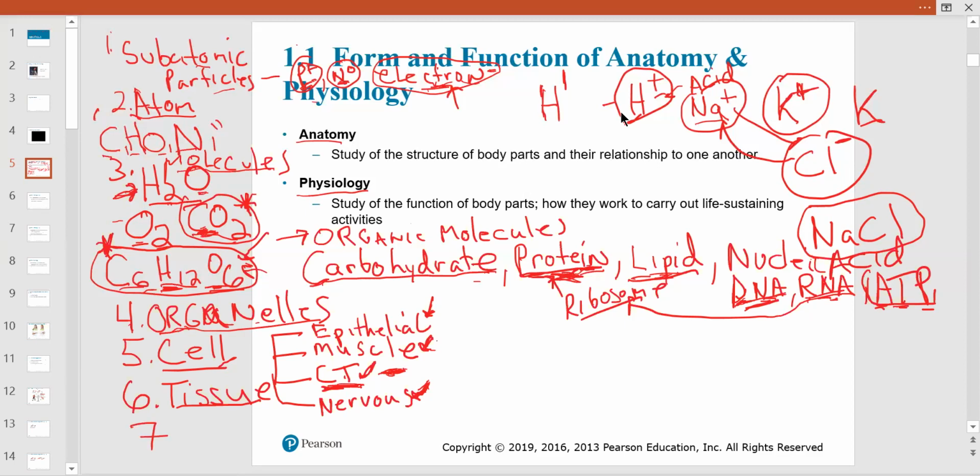So if you push tissues together, like say all 4 tissues together, what do we get? Like the heart or the stomach or the liver or the brain. That would be an organ, right? Organ. And then if you put different organs together, that would be an organ system.